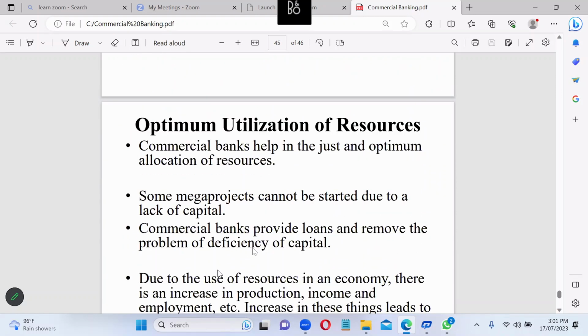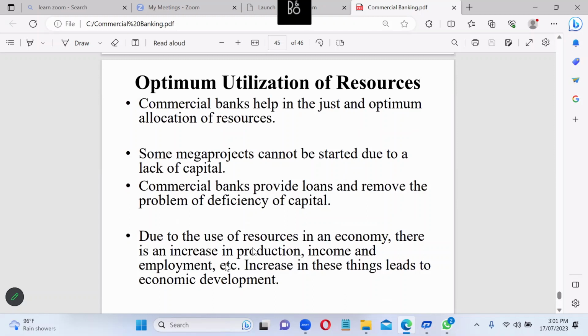And finally, optimum utilization of resources. Commercial banks help in the just and optimum allocation of resources. Some mega projects cannot be started due to lack of capital, so commercial banks provide loans to start mega projects, huge projects, and remove the problem of deficiency of capital. Here, optimum utilization of resources refers to lack of finance. When we are willing to start a business or a huge project but do not have the money in our hands, the commercial bank helps us optimize the utilization of financial resources.